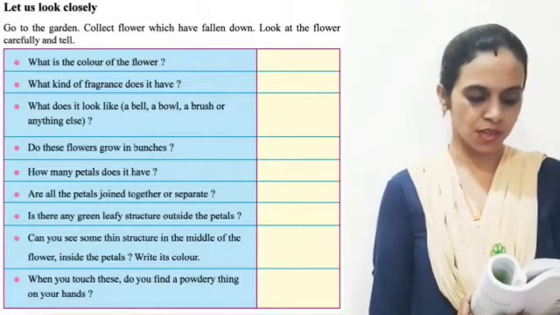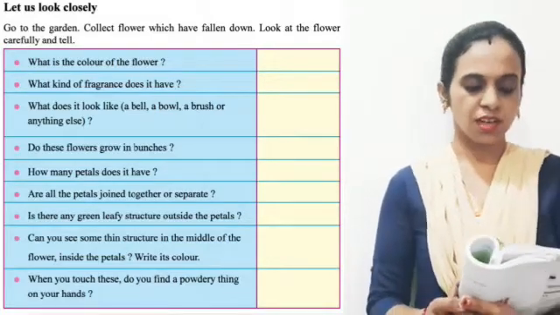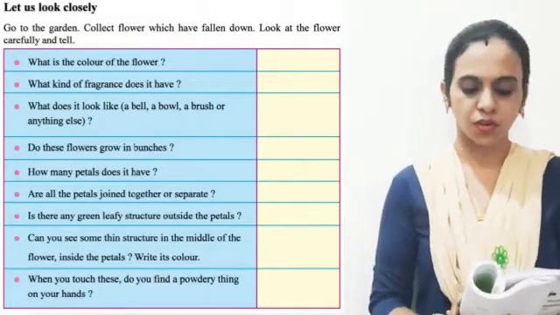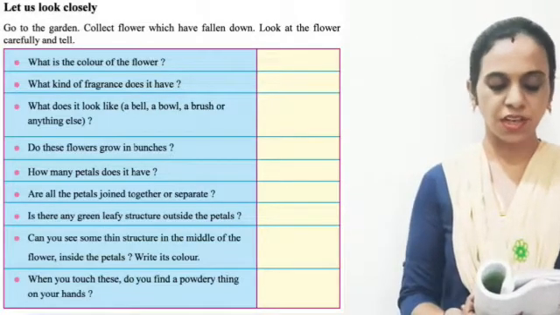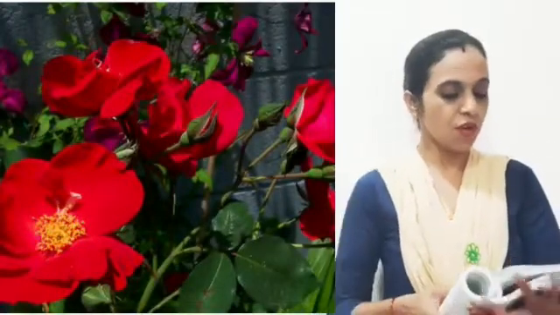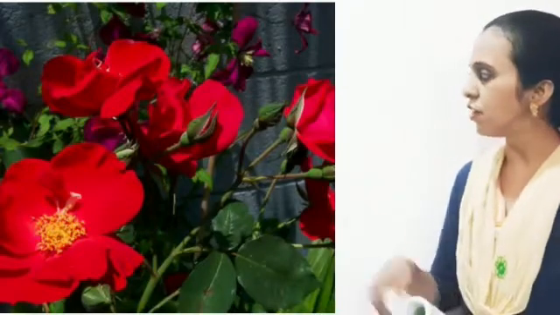Let us look closely. Go to the garden, collect a flower which has fallen down. Look at the flower carefully and tell. I have collected one flower. You can see here. Which flower is this one? Yes, correct. It is a rose. What is the color of the flower? Red.